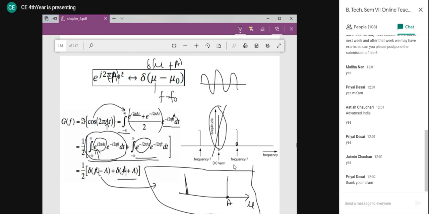That will come, that I will cover. But right now these two terms you must be clear with, so at that time we will not require to repeat it again. Same way you can check for the sine.